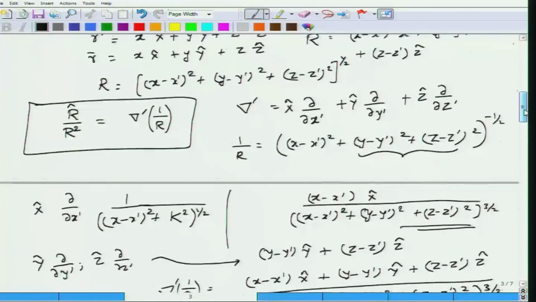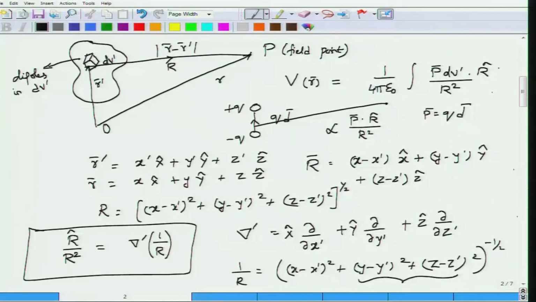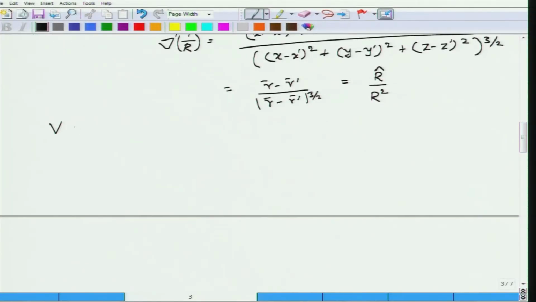Now what good is that equation for us? Well, look at this expression here that we have. I have r hat by r square, I can replace that r hat by r square by this gradient prime of 1 by r, right. I am going to do that one now. After I do that, I get the potential V as 1 by 4 pi epsilon 0, the constant outside, and inside the polarization or the net dipole moment P dV prime dot gradient of 1 by r. Well, that is it, the r square has been absorbed in this gradient, correct.